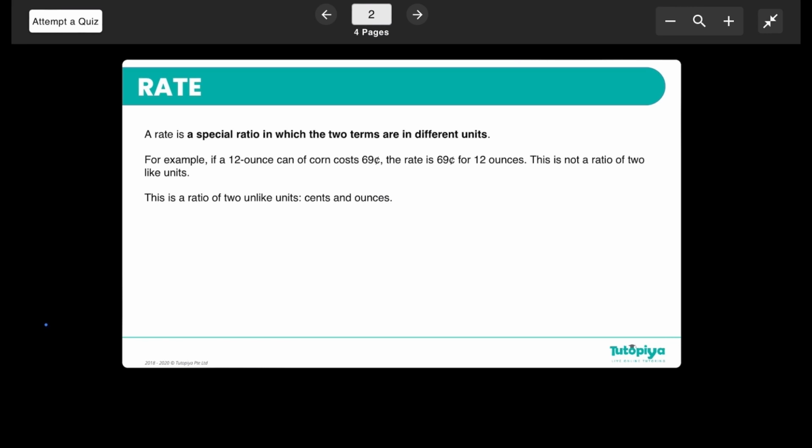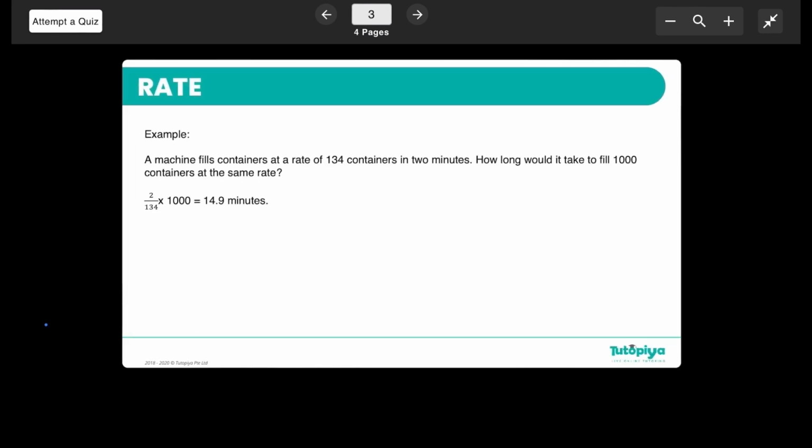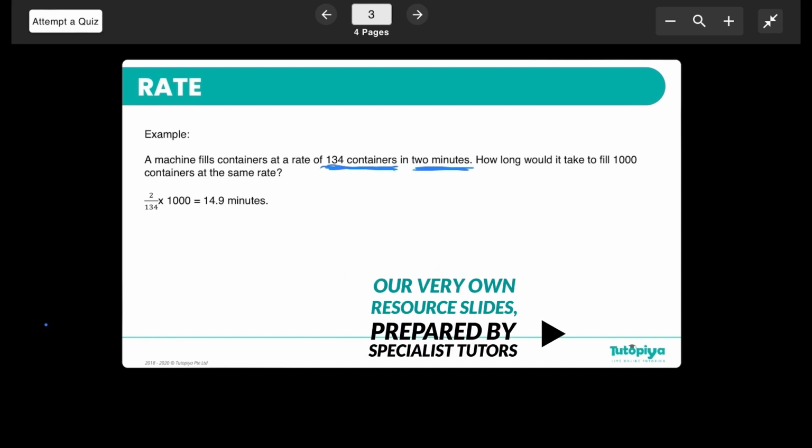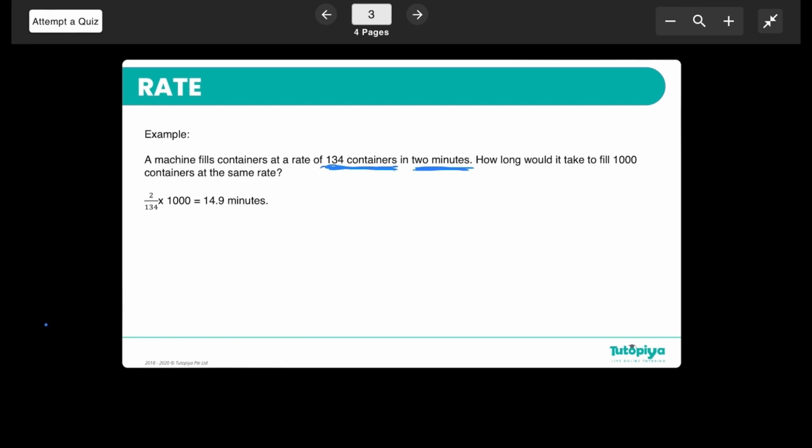Okay, so going forward, for example, a machine fills containers at a rate of 134 containers in 2 minutes. How long would it take to fill 1000 containers at the same rate? So we're looking at 134 containers in 2 minutes. That's the rate given here, and it wants to know how long it would take to fill 1000 containers at the same rate.